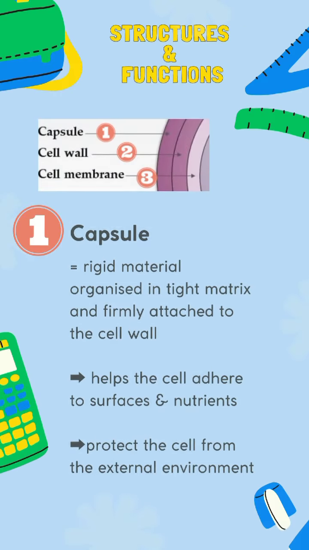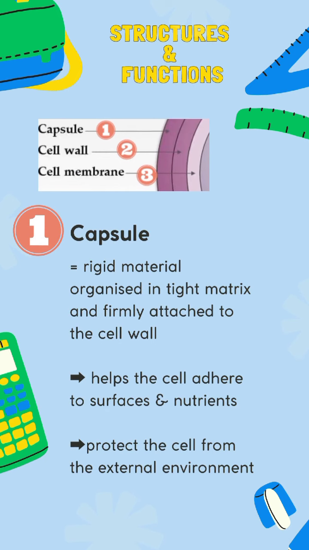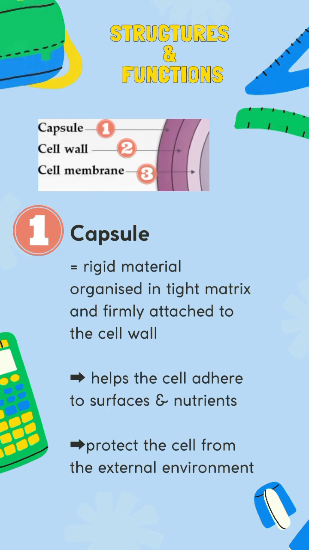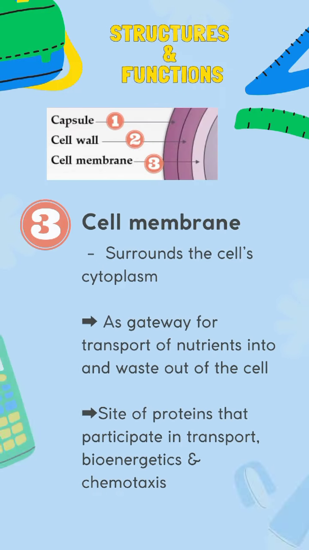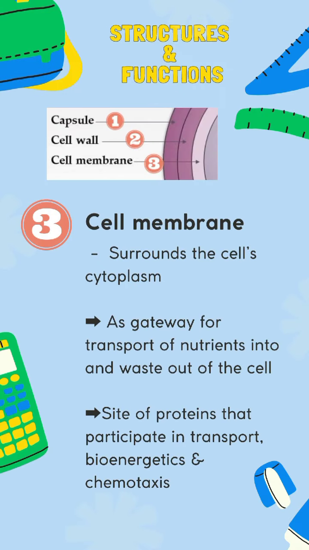The capsule helps the cell adhere to surfaces and nutrients and protects the cell from external environments. The cell wall gives shape and rigidity to the cell and prevents bacterial cells from rupturing. The cell membrane surrounds the cell's cytoplasm and transports nutrients into and waste out of the cell.